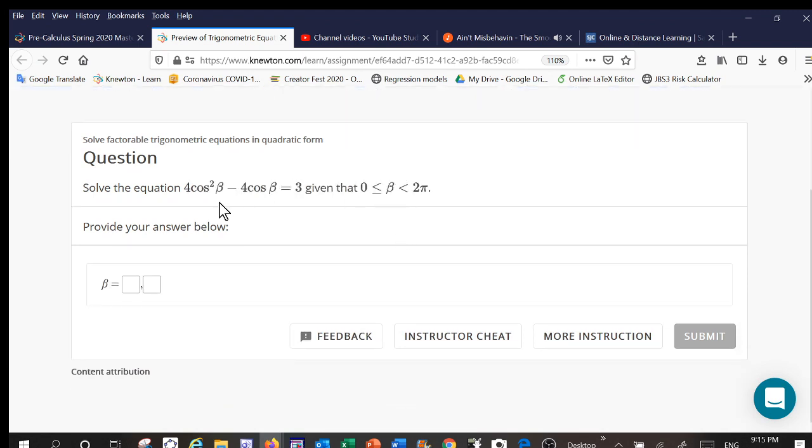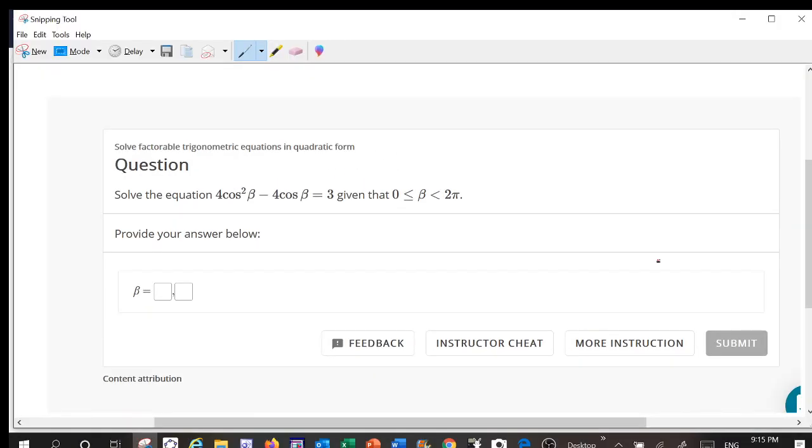So here, well, we have a quadratic form actually. You just move the 3 to this side and we solve it as a quadratic. So we can do this together quickly. We're going to think of this as 4u squared minus 4u minus 3 equals 0. And so u is going to equal what?